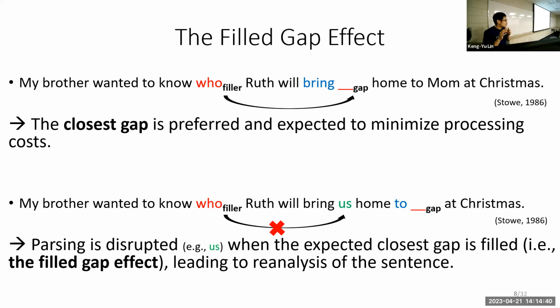So now we have to go back to read the sentence again and reanalyze the sentence. When we stumble at the position of the pronoun, our parsing is disrupted, and the disruption is known as the filled gap effect, right? So this will lead to the reanalysis of the sentence. We have to reanalyze the sentence and look for another gap downstream, right?